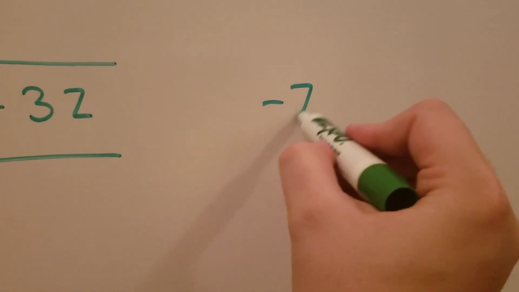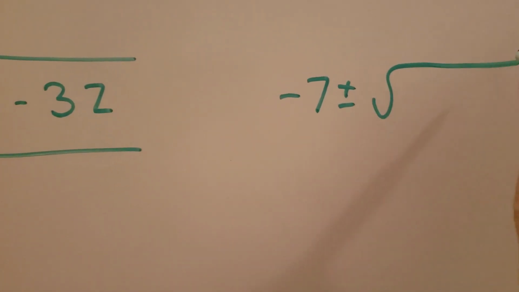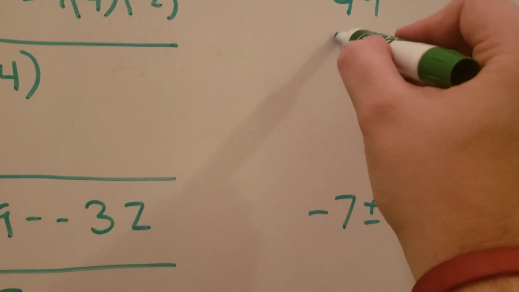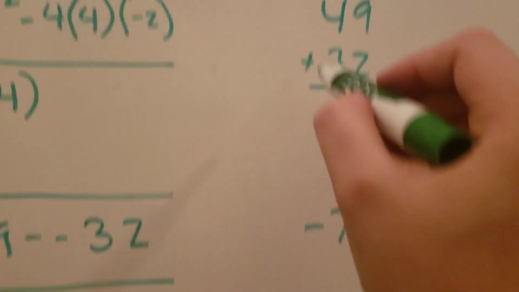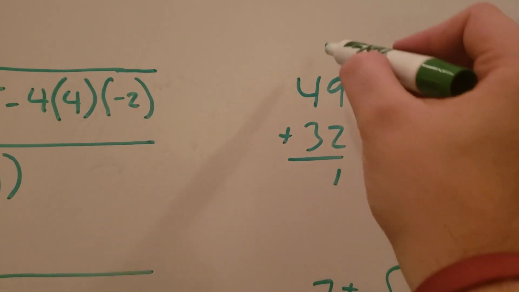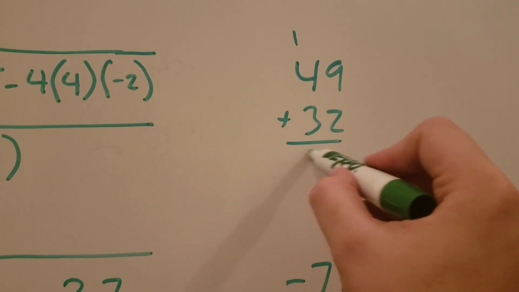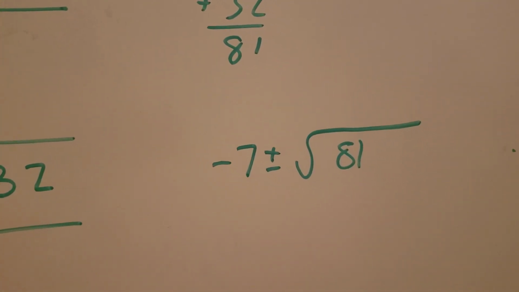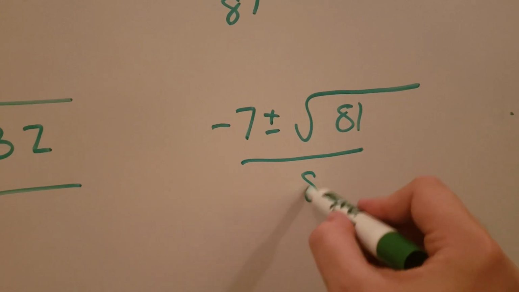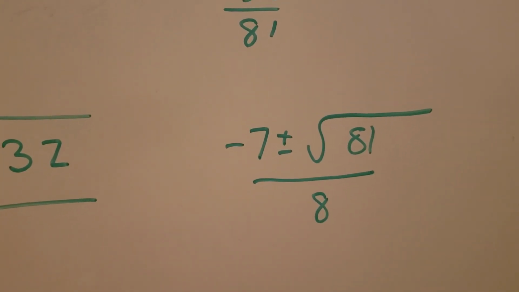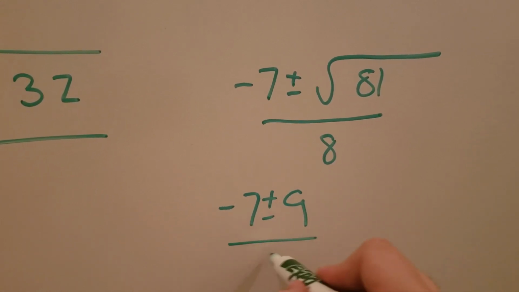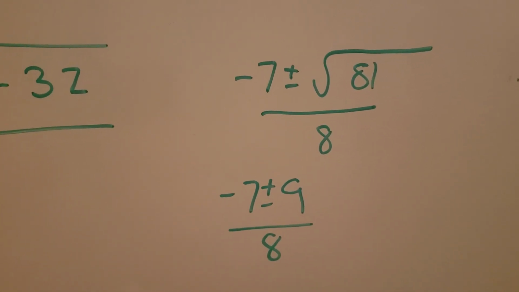We've got negative 7 plus or minus the square root of 49 plus 32. Quick math here on the side. Didn't bring my calculator. We got 81. Oh, perfect. Worked out great. Negative 7 plus or minus the square root of 81 over 8. The square root of 81 is 9, so we've got negative 7 plus or minus 9 over 8. And then we're going to get our 2 answers.